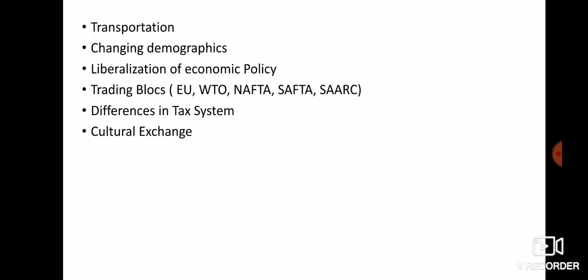So the transportation, before going for the international level, we have to see the transportation. The infrastructure facilities are also very important. Nowadays in India, the infrastructure facilities are increasing, and that's why foreign direct investments and some of the MNCs and TNCs are coming to India. The transportation and infrastructure facilities play a very important role.